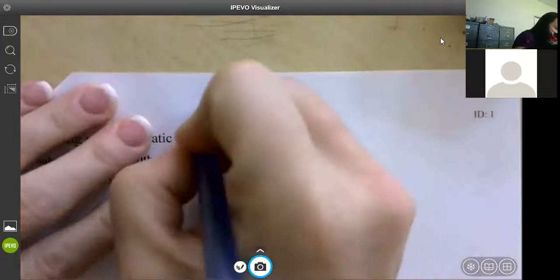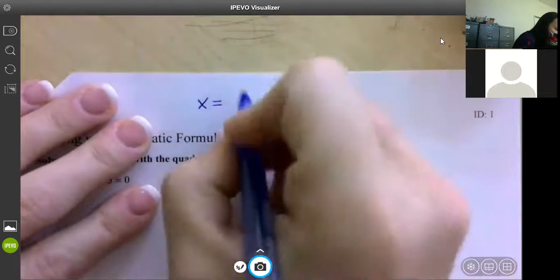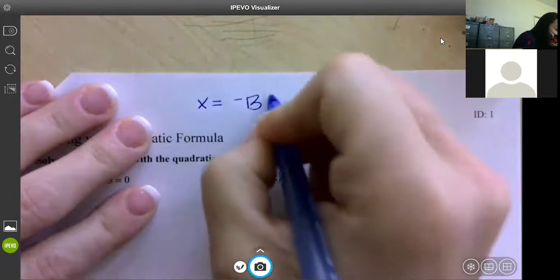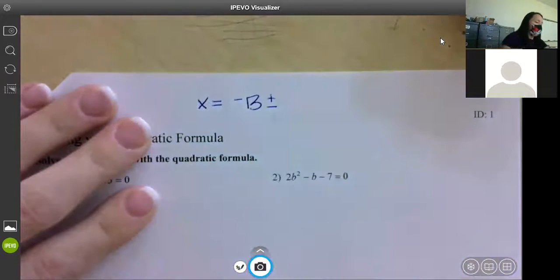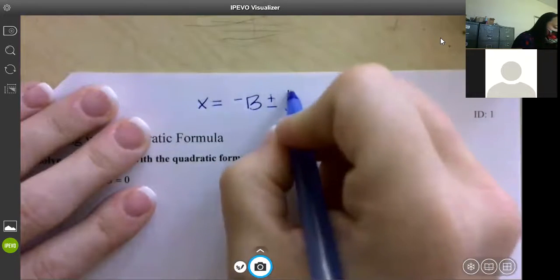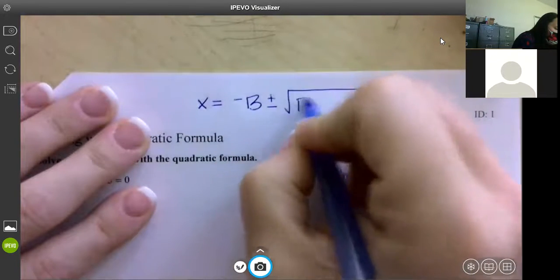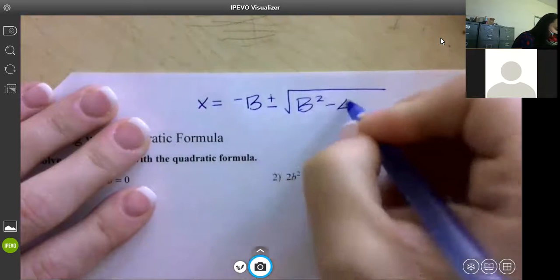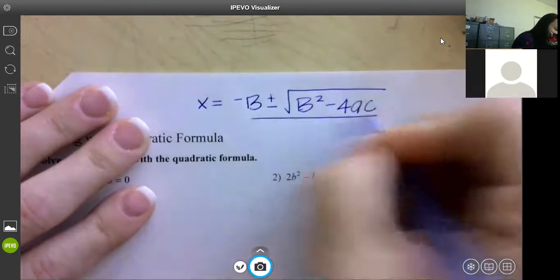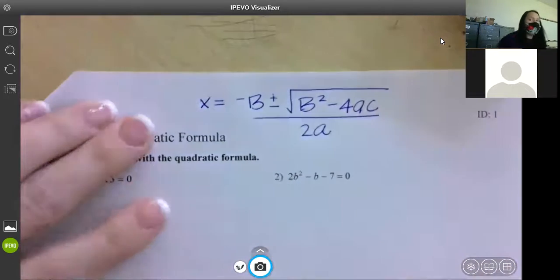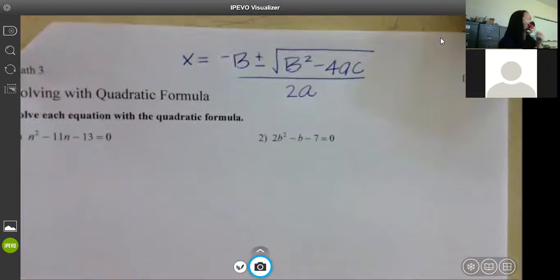So your quadratic formula is x equals negative b. So that just means change the sign of b, plus or minus a big fat square root b squared minus 4ac, all over 2a. And you should have seen this before. You guys seen this before? Yeah? Okay. So math 1 and math 2 should teach it a little bit.